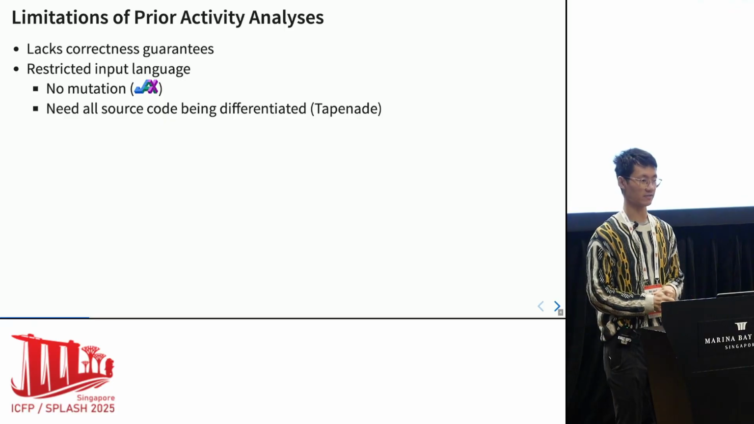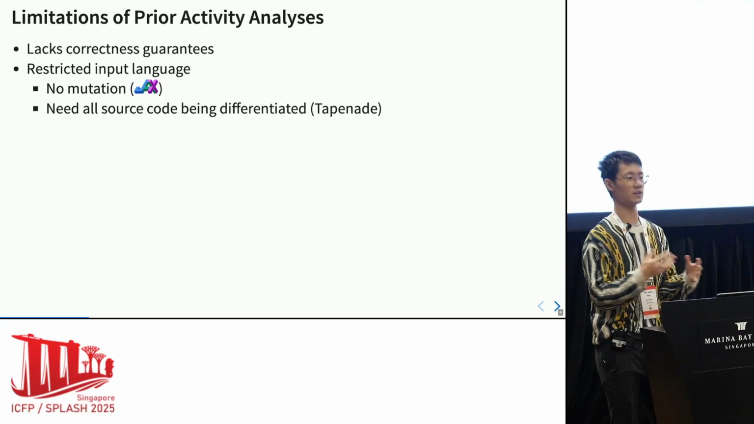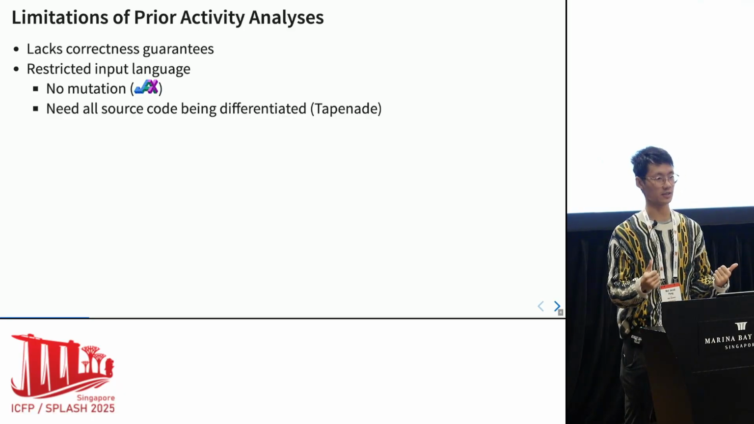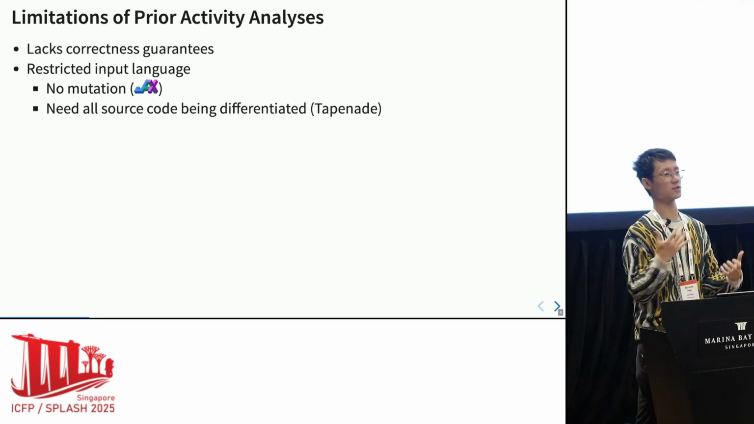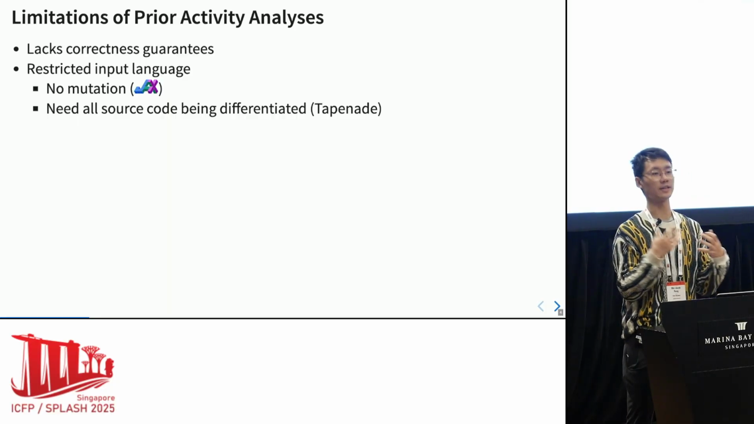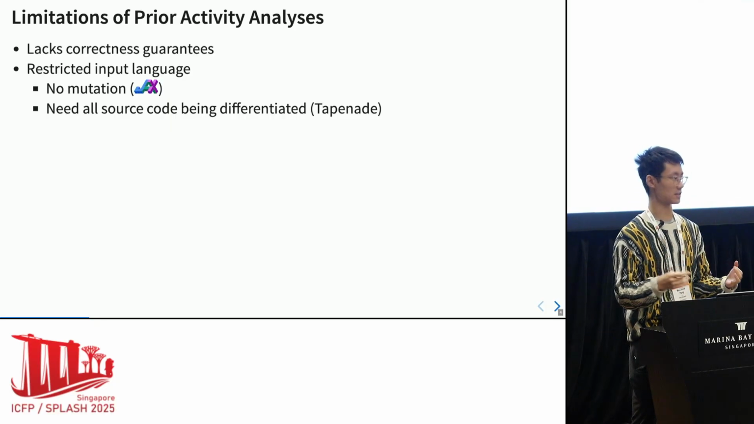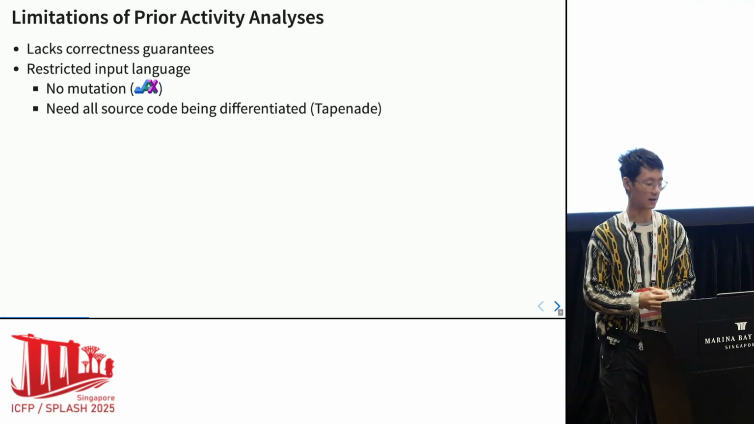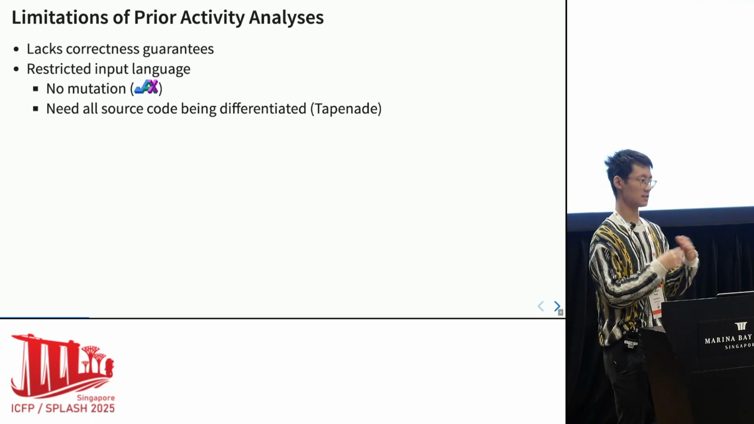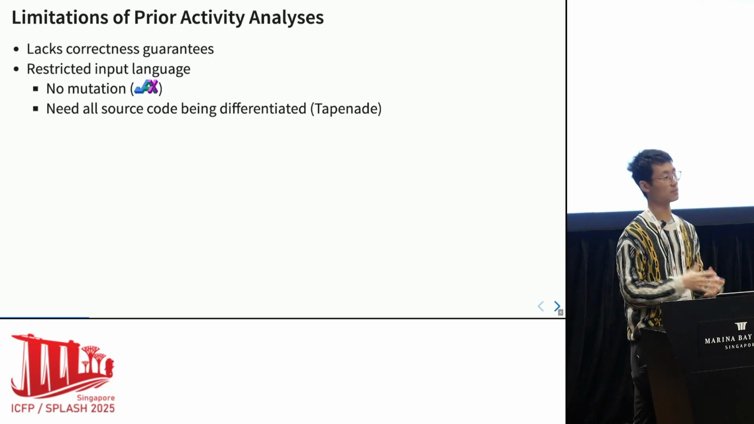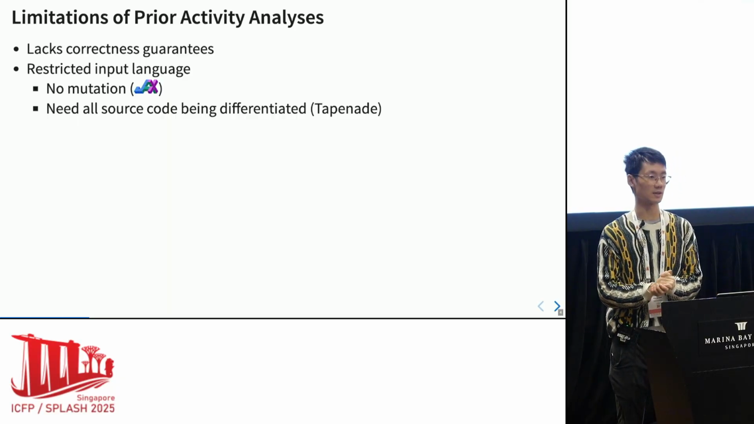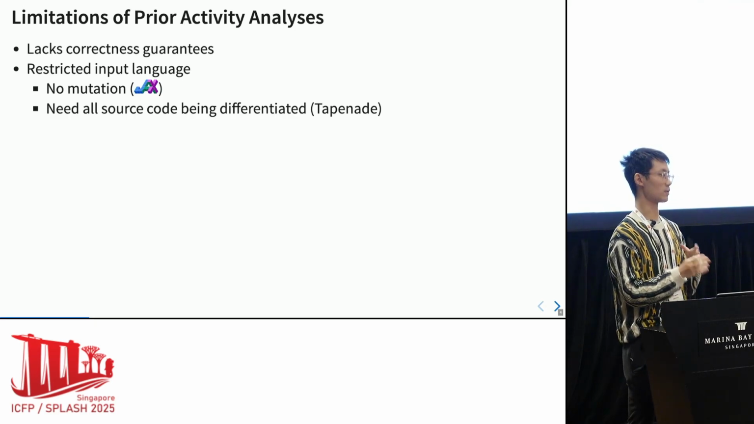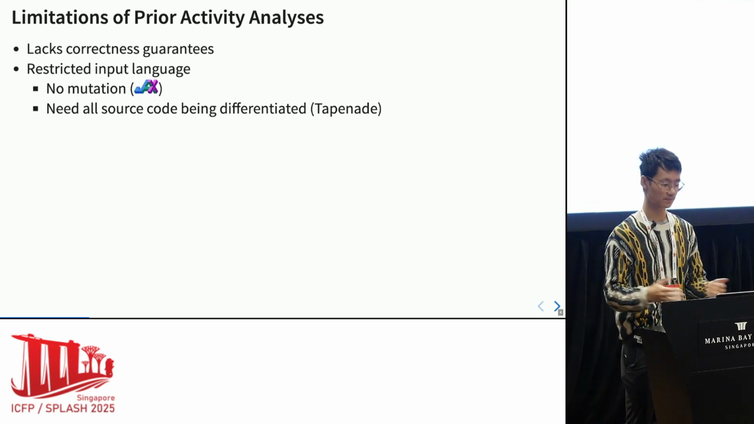Prior work in activity analysis has a number of important limitations. The first is that there isn't a correctness guarantee, meaning there isn't a formal understanding of how to guarantee that our derivative is unaffected by removing these instructions if they're truly unnecessary. And the second is that many AD systems have restrictions on the input language that are permitted. For example, if you're using the machine learning library JAX to do your differentiation, you'll need to rewrite your programs if any of them use mutation.